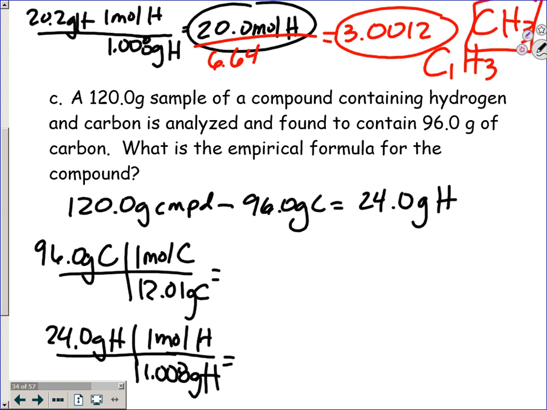Anna, what's this one? 7? Carbon. 9. Well, what was the hydrogen?